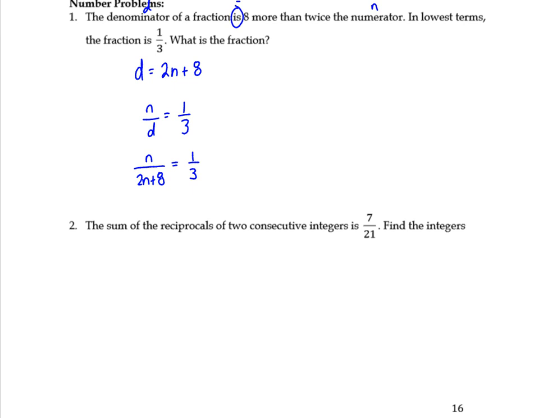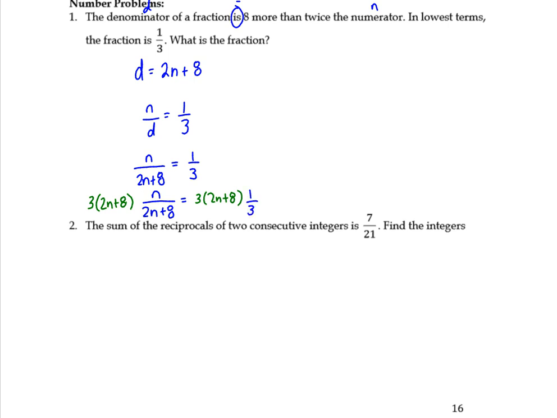Even if I factor 2n plus 8, it would be 2 times n plus 4. Does that change the common denominator? No. So let's just multiply both sides by 3 times 2n plus 8. And in solving, the nice thing is it all reduces in the end. So even if you didn't factor, unlike when we did simplifying where it did matter, it doesn't matter in solving because it all reduces.